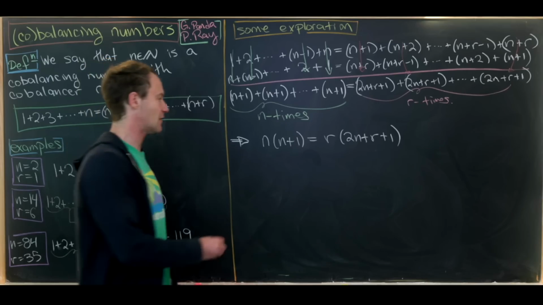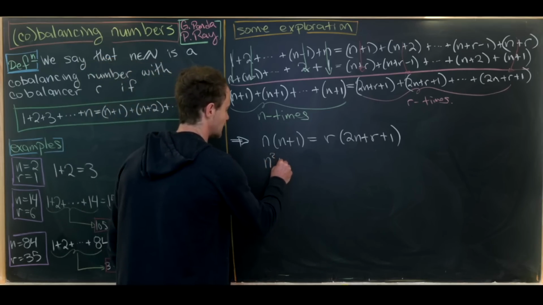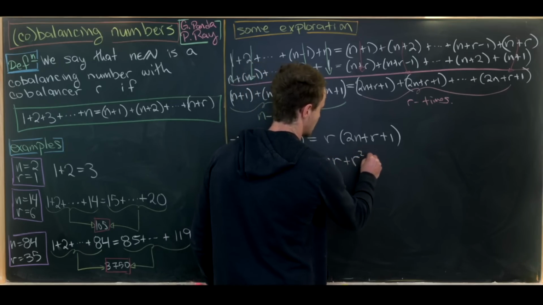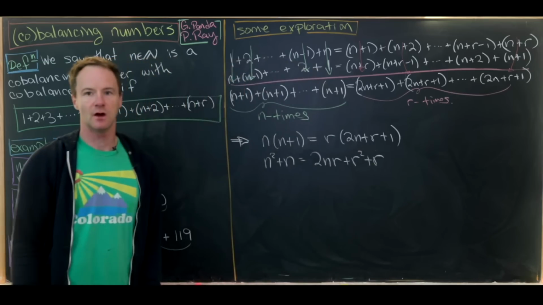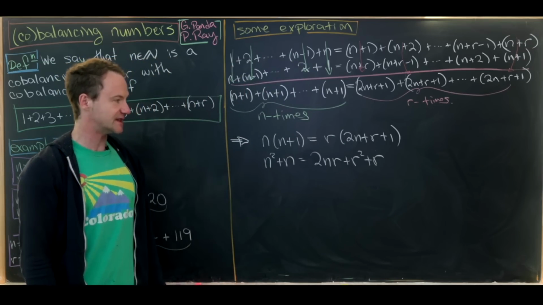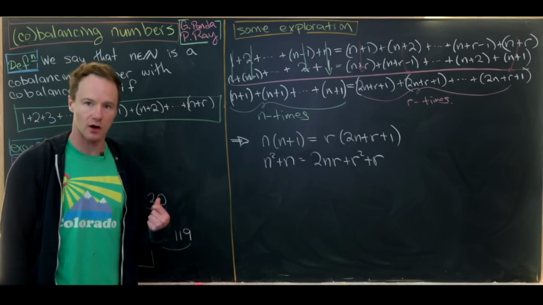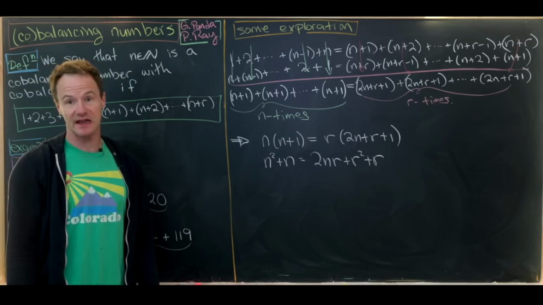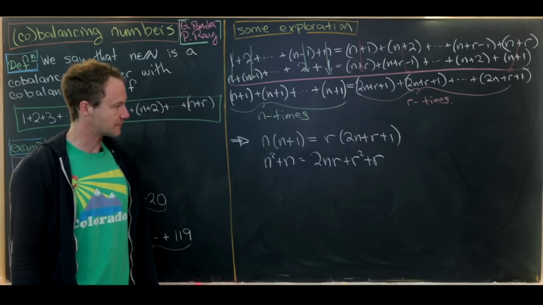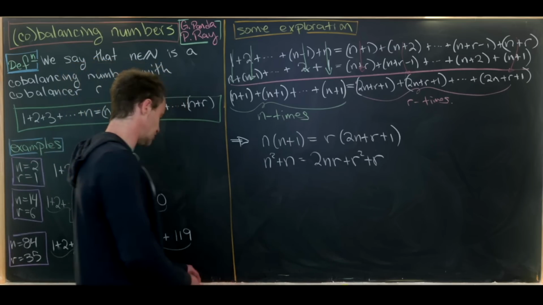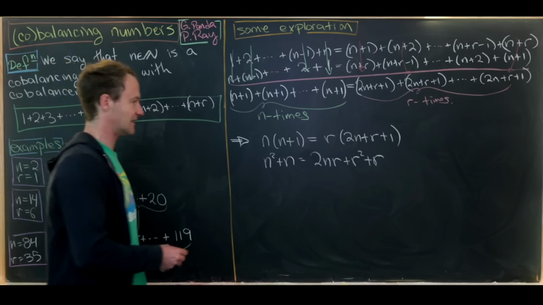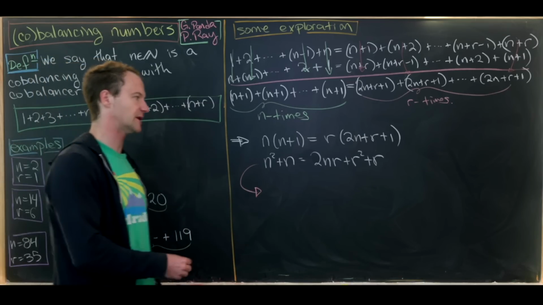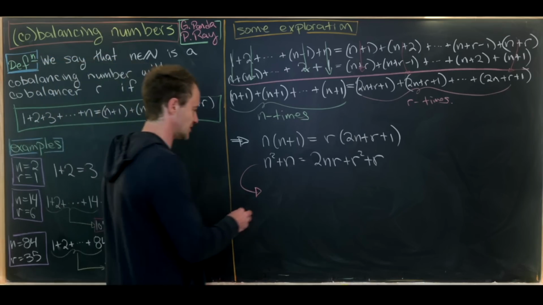And now expanding out both sides of this equation will give us n² + n = 2nr + r² + r. Okay, but notice that we could view this as a quadratic equation where r is the variable and n is a fixed constant, where we have assumed that n is a co-balancing number. Okay, so in order to take advantage of that view and then solve for r, perhaps we would like to rewrite this a little bit so it looks like a quadratic equation in r.